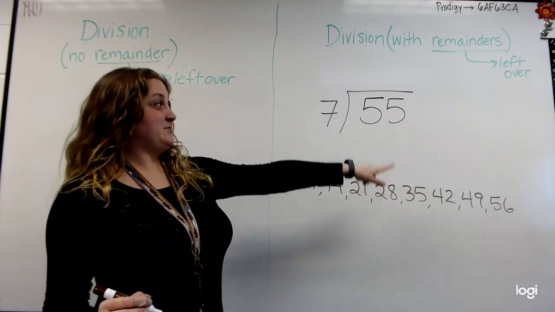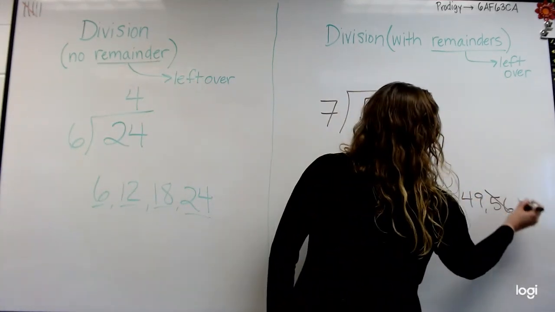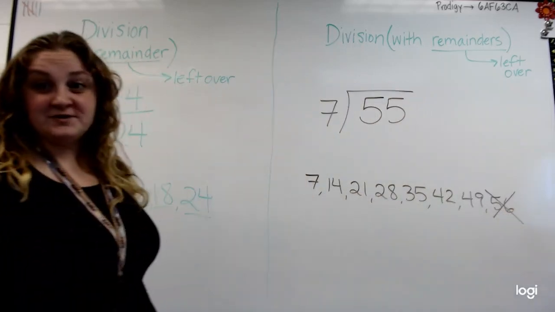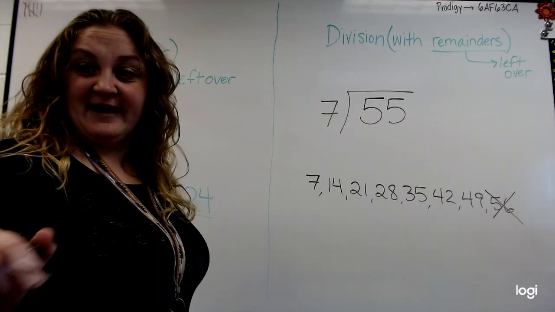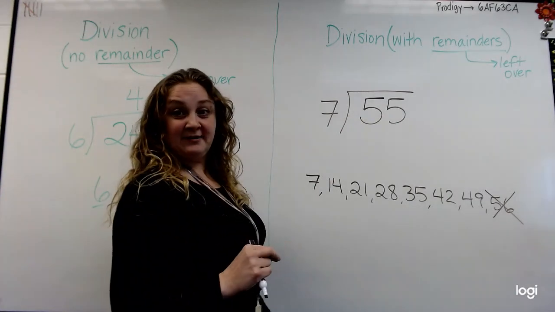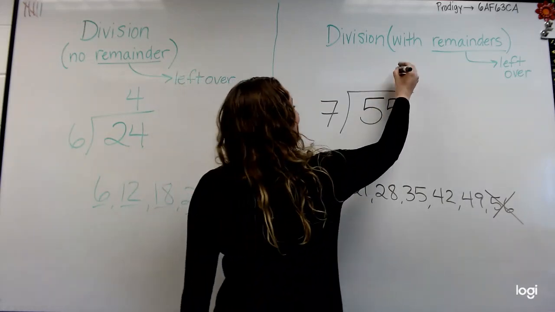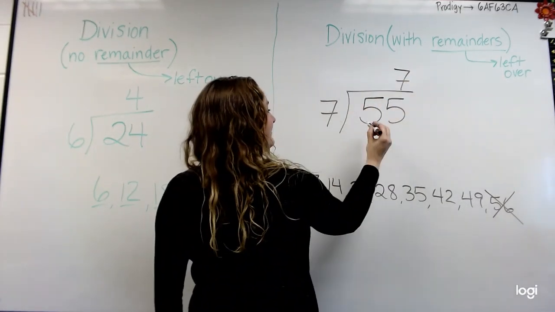Is 56 past my target? Yeah, 56 is too big. Okay, can't go over. Remember the Price is Right rules. All right, so the biggest group without going over 55 would be the 49. So how many groups of 7 does it take to make 49? 7. So I pop my 7 up top, and now I multiply. 7 times 7 is 49.